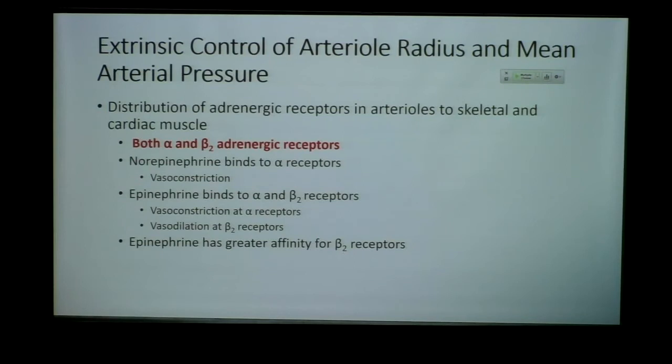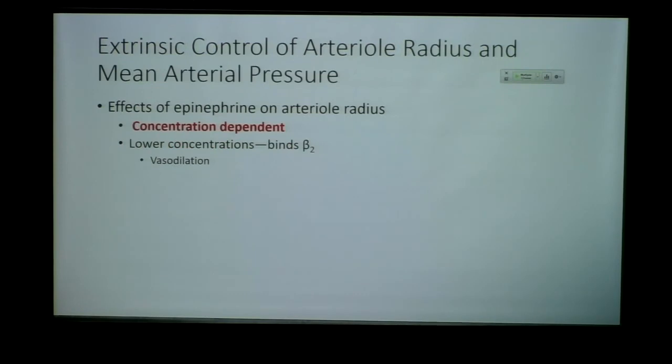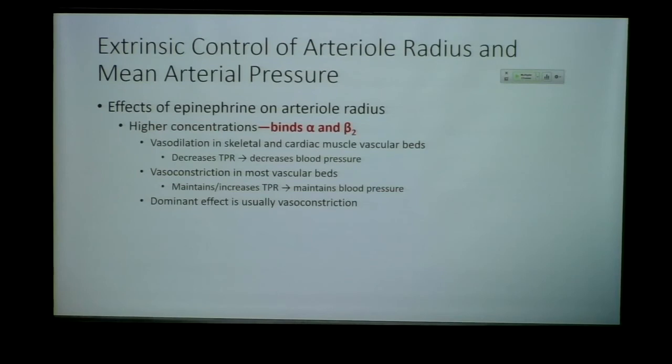But we know that epinephrine has a higher affinity for beta-2 receptors. Okay? Now, what this means is that there's a dosage-dependent relationship here. So in low concentrations, epinephrine would bind only beta-2 receptors. Okay? That's going to bring about vasodilation. But in higher concentrations, epinephrine will bind both of these receptors, and that will bring about vasodilation only in skeletal and cardiac muscles and vasoconstriction everywhere else.